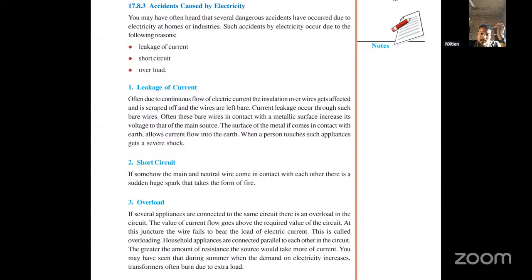Did you understand, guys? The second is short circuit. Short circuit happens when the neutral and main wire come in contact with each other. Sudden huge spark, short circuit. Overload. Now, what is overload?